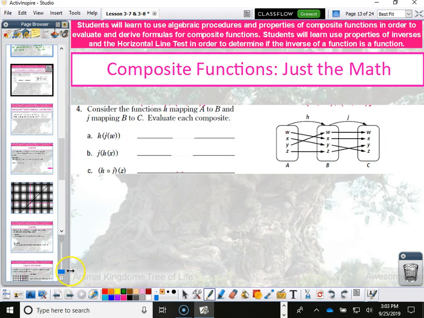Okay, now this one's a little awkward. It's asking us to consider it using mapping notation. H maps A to B, and B to C is mapped by J. So it says here J of W. So we're starting with J, so we're starting in B with W, and W gets mapped to W, and then we do the H, and W gets mapped to X.